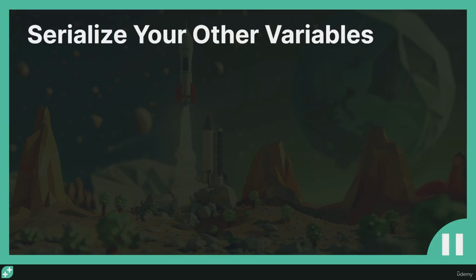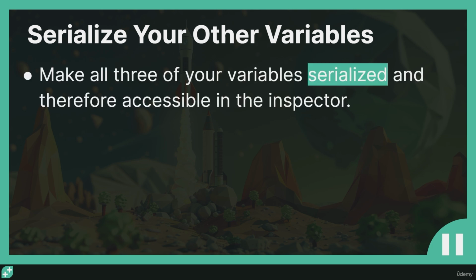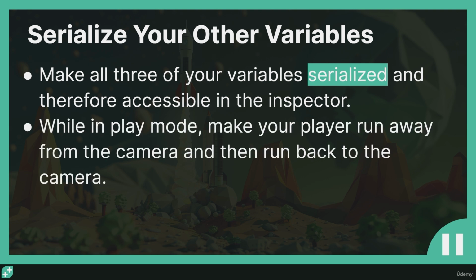Now, I've got a challenge for you. One part of this is pretty straightforward. The other part, I think you might have to have a little bit of a think about. So make all three of your variables serialized and therefore accessible in the inspector. That's the straightforward bit. And then the tricky bit is, while in play mode, make your player run away from the camera and then run back to the camera while you're in play mode. There's a challenge. Pause the video, take that on. I'll see you back here when you're done.